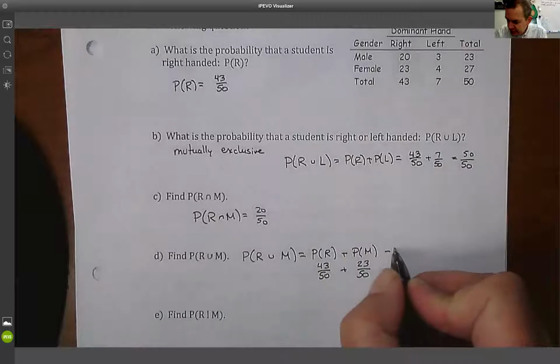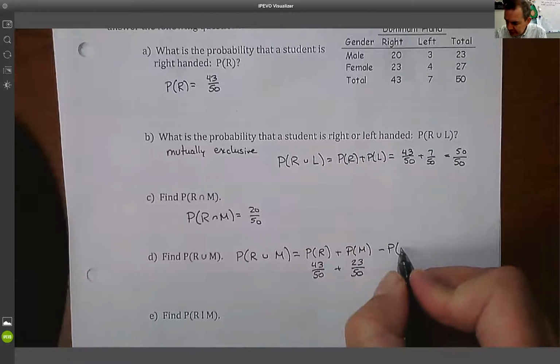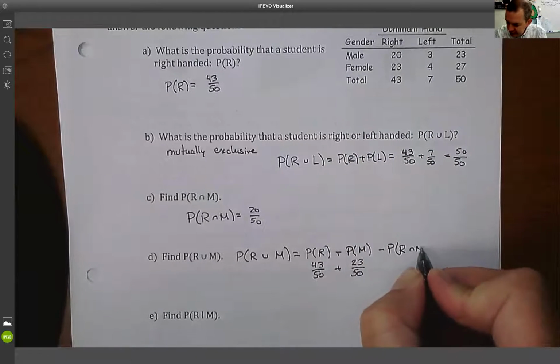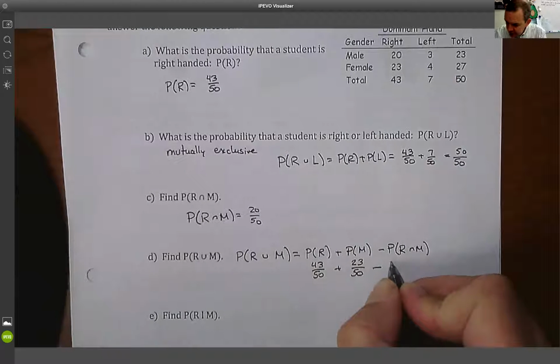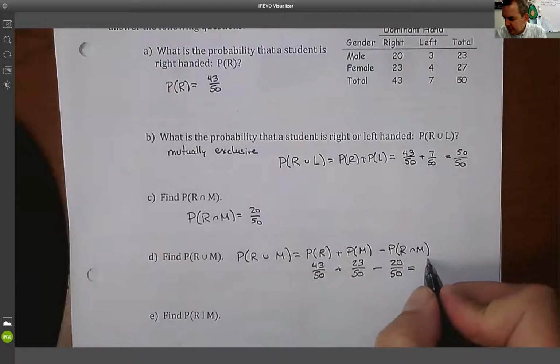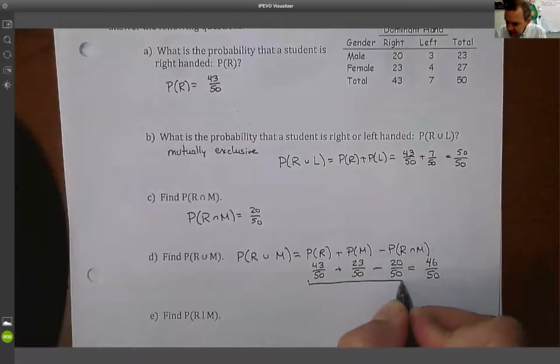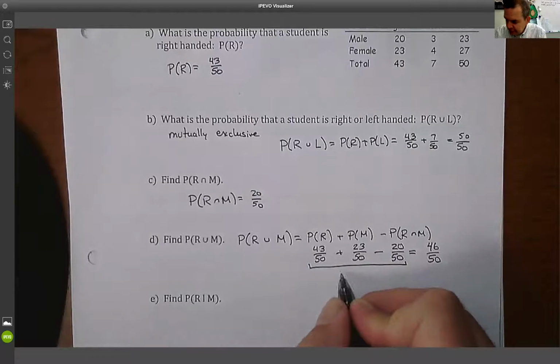That's too much. So we have to subtract that overlap because we counted these 20 people twice. The probability of being right-handed and male, minus 20 out of 50. So again, that's 66 minus 20, we're talking 46 out of 50. And just so you know, that right there is always going to be considered your work.